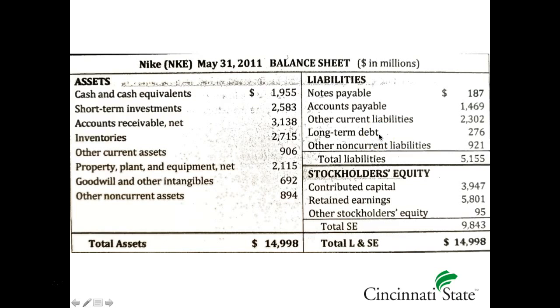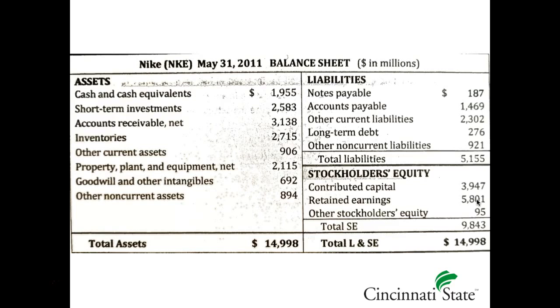Lastly, we see the shareholders' equity section comprised of contributed capital of $3,947 million, representing all investments received by Nike in exchange for the company's stock. Retained earnings represent the earnings earned by the company from its inception, less any dividends distributed to the shareholders.